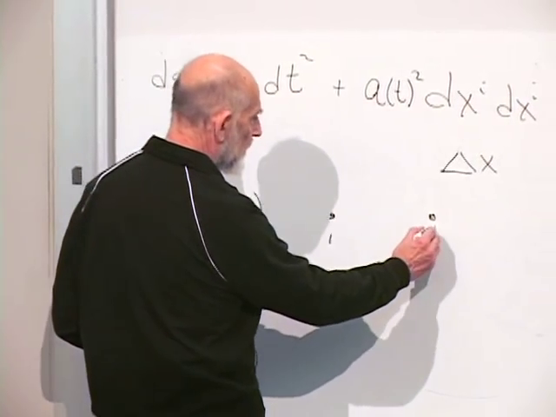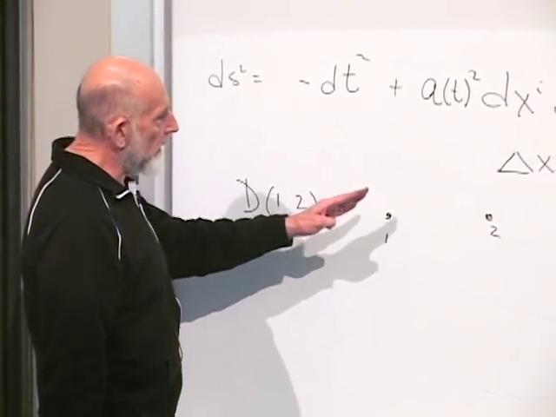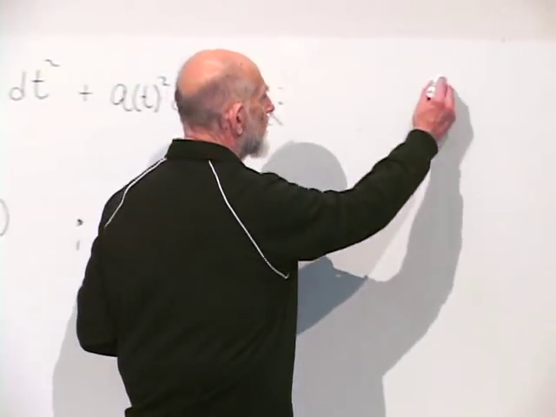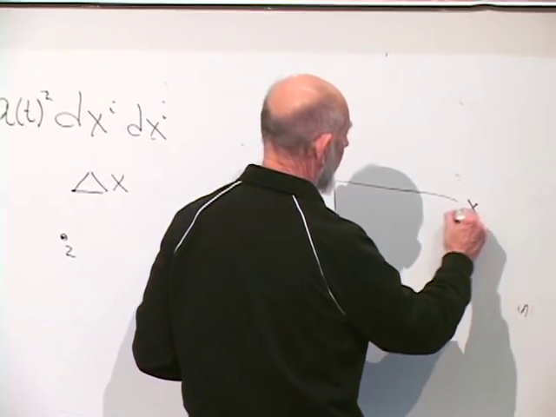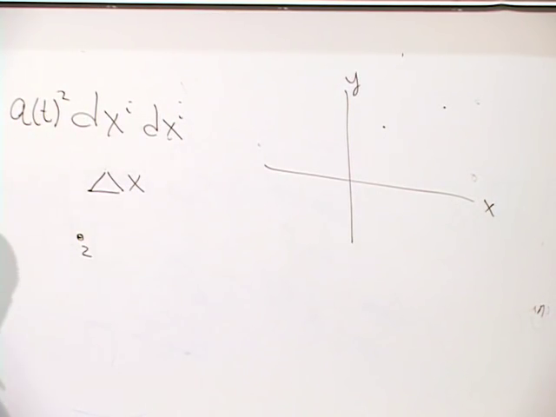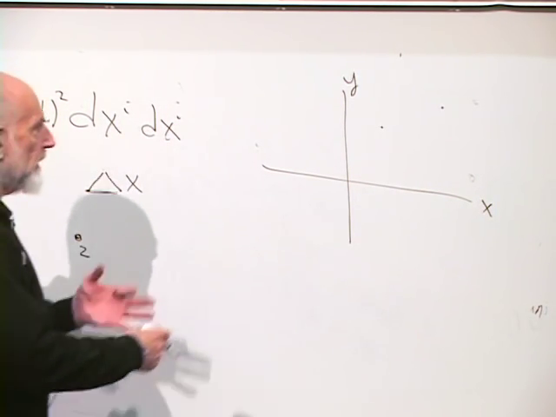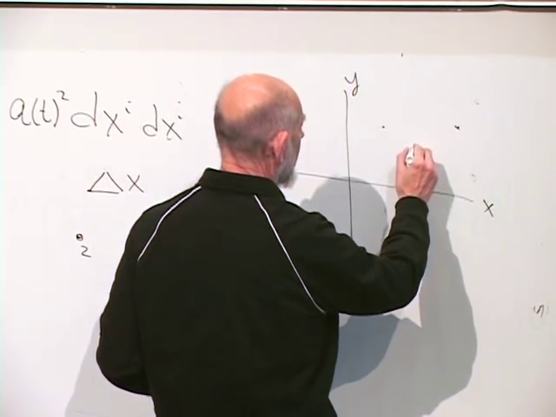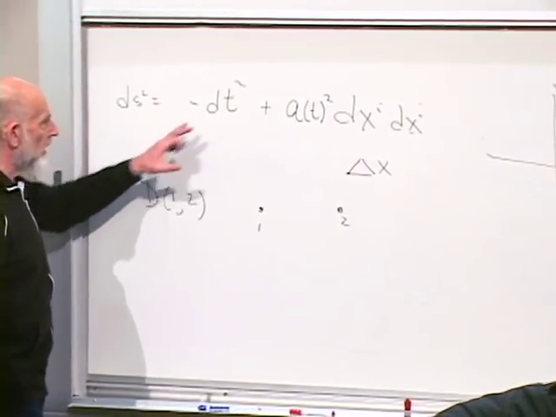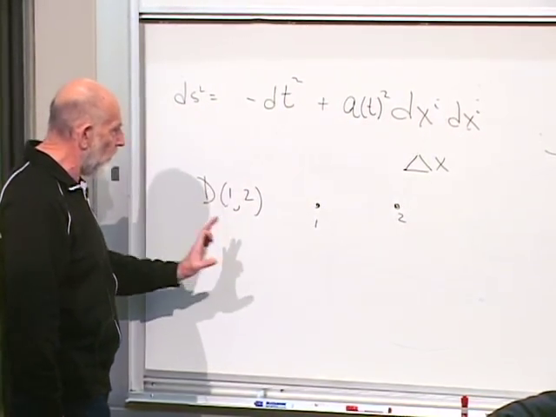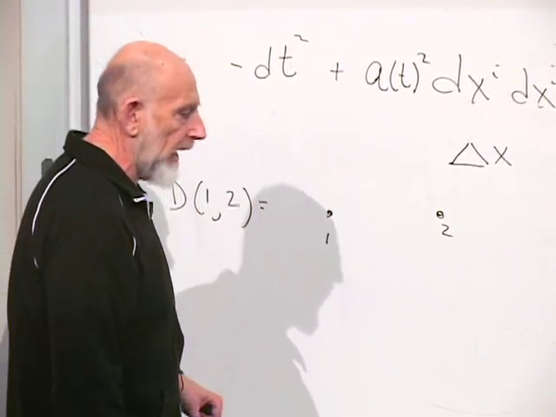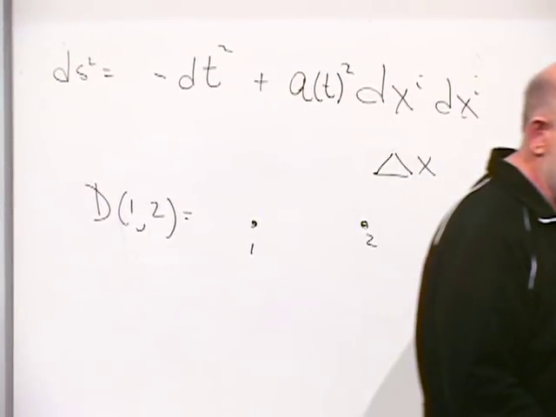Here's 2 points, 1 and point 2, each one characterized by a definite location on the x-plane. Here's the x-plane, x, y, whatever. Here's 2 points, and they're separated by a coordinate distance. Let's put them along the x-axis, delta x. How far are they really in proper distance? That's what the metric tells you. That's what metrics are for. And the answer is that the d is going to be delta x times a of t.